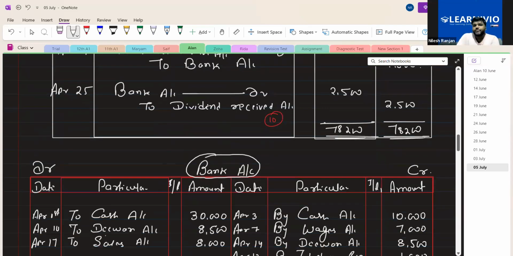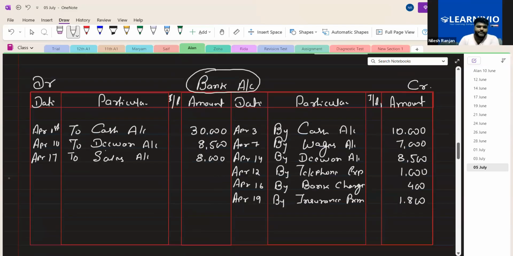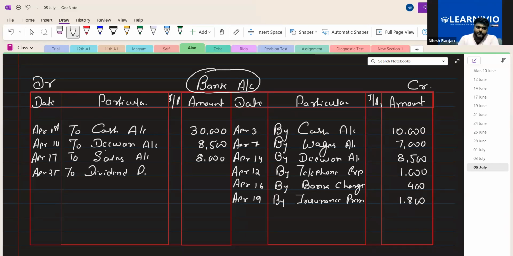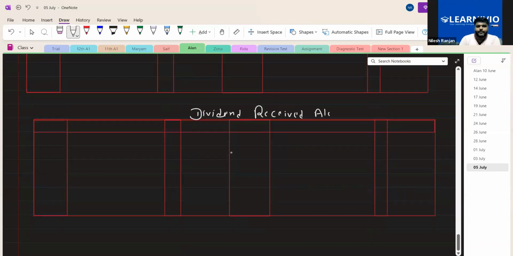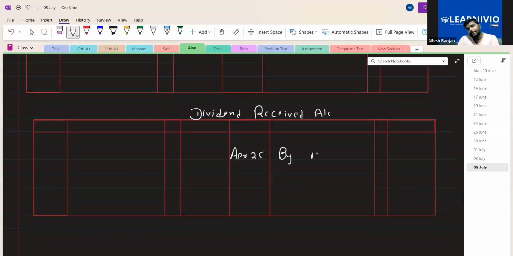Last one is bank account debit to dividend received, April 25. April 25 to dividend received, 2,500. And here in dividend received account, it will be on the credit side by bank. So 2,500. Actually, this is one concept: if it is on the debit side in one account, in another account it will be on the credit side.